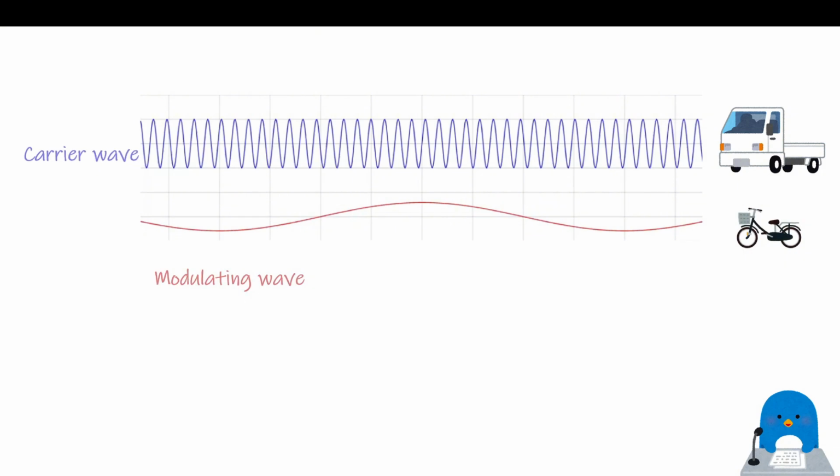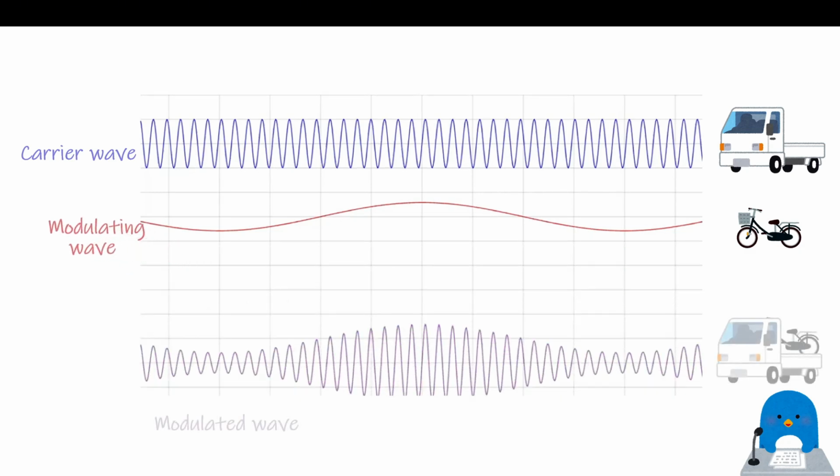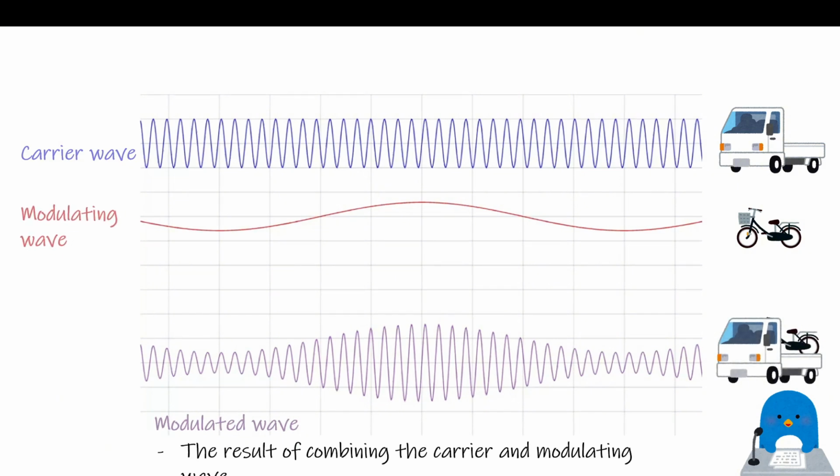The second is the modulating wave. It is the low frequency signal that contains the actual information, like our voice or song. We can notice that its amplitude changes very slowly compared to the carrier, just like a bicycle compared to the lorry. The third is the modulated wave, which is the result of combining the carrier and the modulating wave. Aha! It's just like the lorry carrying the bicycle.